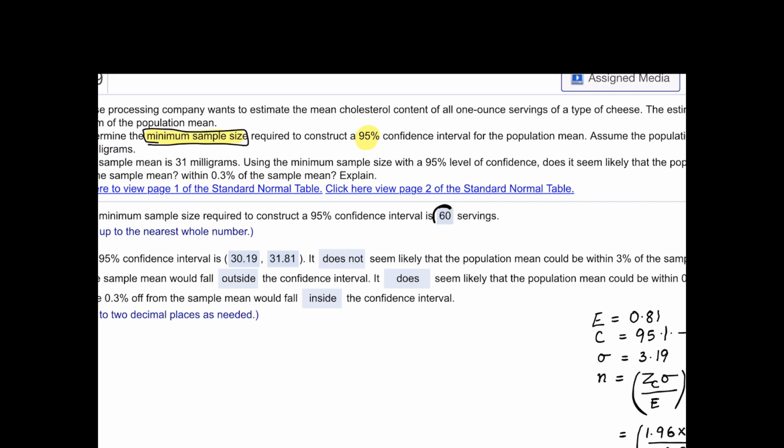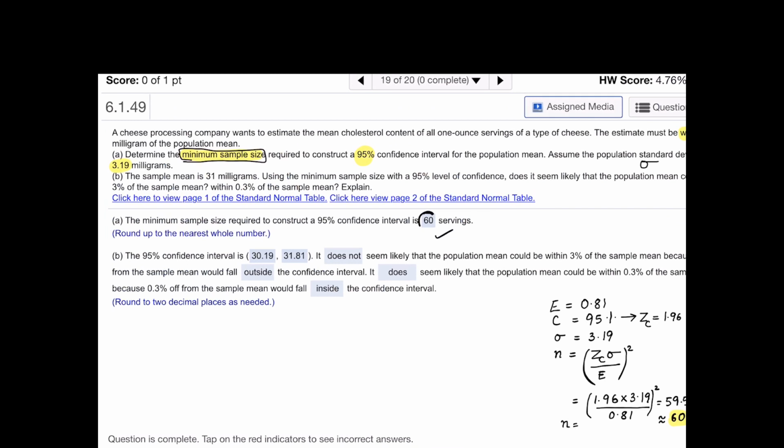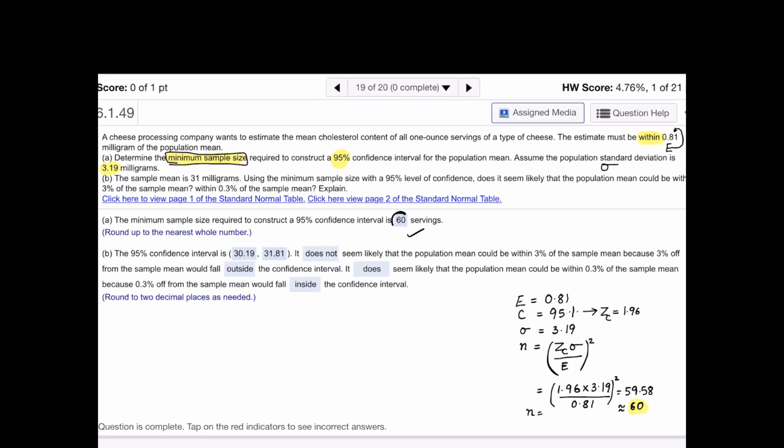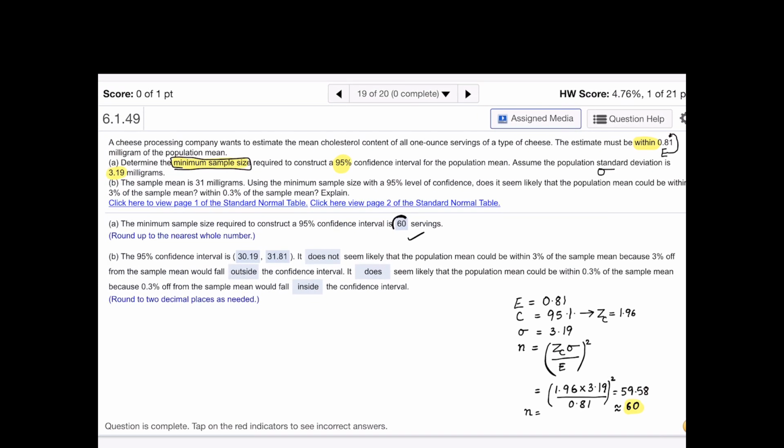Okay, first step done. Now let's check the next one. The sample mean is 31 milligrams using the minimum sample size with a 95% confidence interval. Does it seem likely that the population mean could be within 3% of the sample mean, or within 0.3% of the sample mean? Explain. So my first step here would be to go ahead and find the confidence interval for 95% confidence.